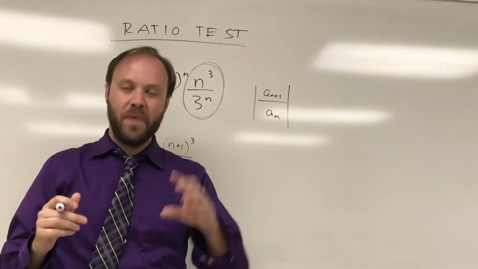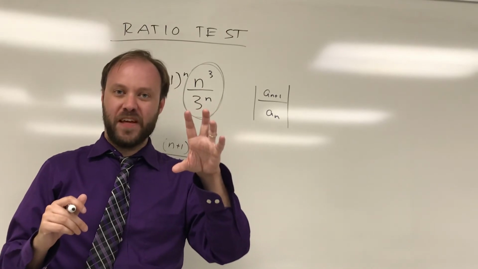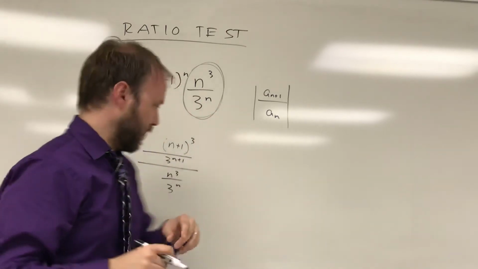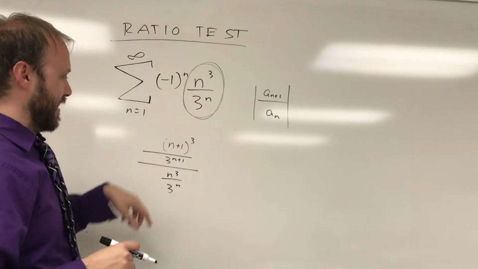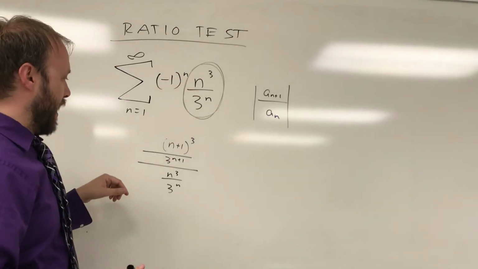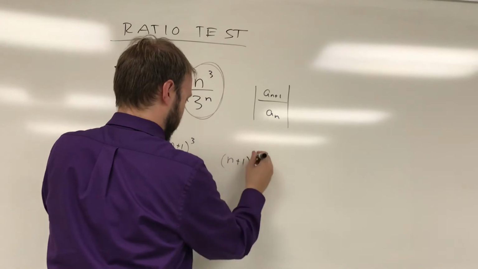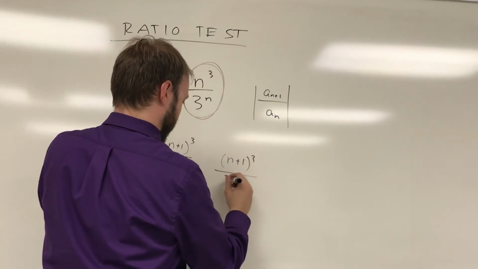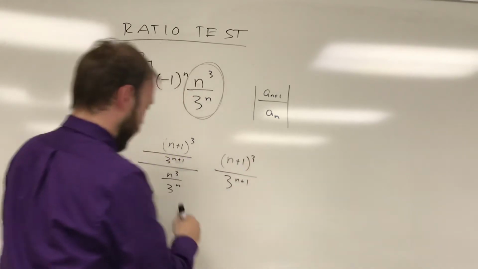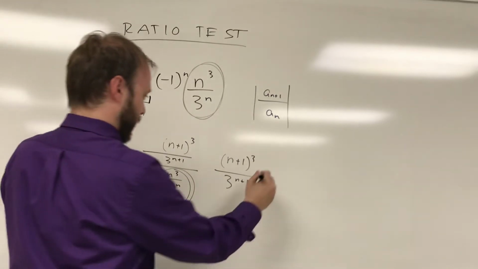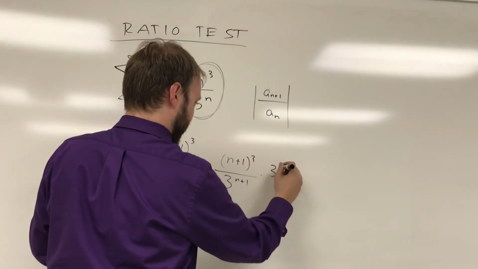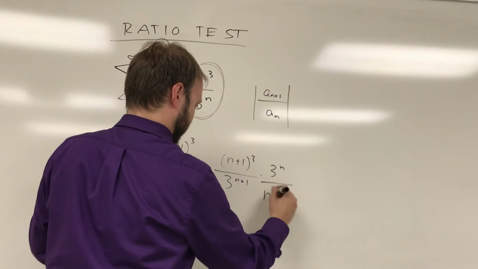Here's the key. Remember when you divide a fraction, that's the same thing as multiplying by the reciprocal. Okay, so this is a hideous fraction. Don't leave it like this. What I really want to do is take (n plus 1) cubed divided by 3 to the n plus 1, and I'm going to multiply by the reciprocal of the denominator. That's going to be 3 to the n over n cubed.